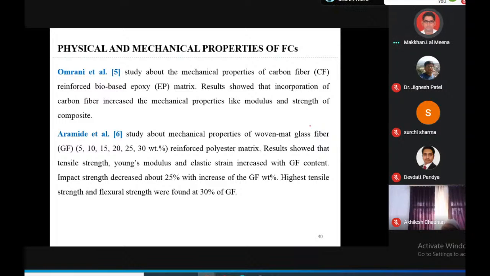Studied the mechanical properties of woven glass fiber at weightages of 5%, 10%, 15%, 20%, 25%, 30% reinforced polyester matrix. Results showed that the tensile strength, Young's modulus, and elastic strength increase with glass fiber content. It also showed that the impact strength decreases about 25% with the increase of the glass fiber weightage. The highest tensile strength and flexural strength were found at 30% glass fiber out of these different percentages. So better results at 30% of the glass fiber.